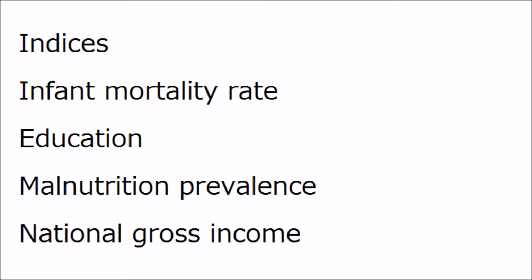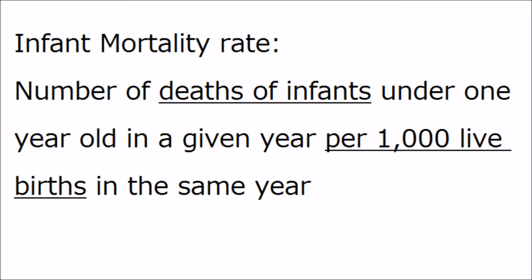To be more specific about today's class, we will be comparing several countries with indices of infant mortality, education, nutrition, and income. I would like to define the meaning of these four terms and examine the spatial distribution of these indices. Firstly, infant mortality rate is the number of deaths of infants under 1 year old in a given year per thousand live births in the same year.